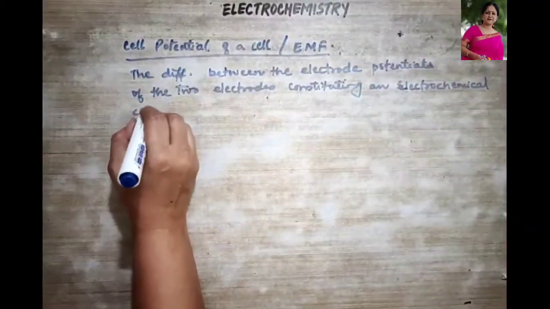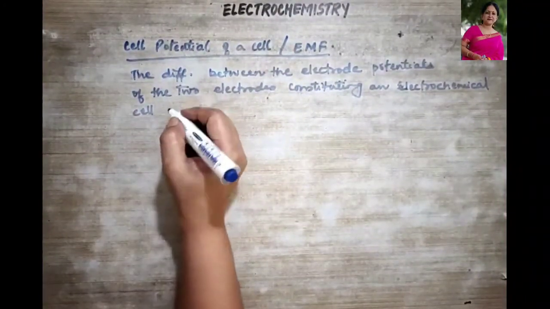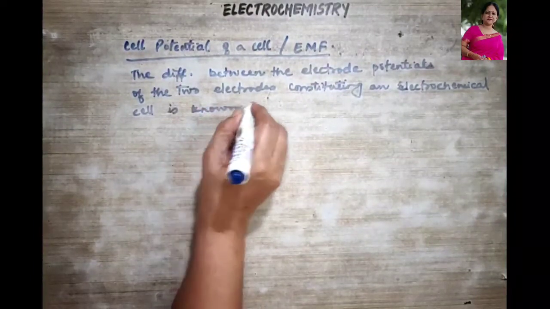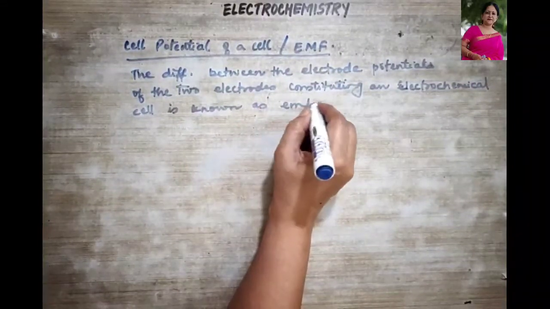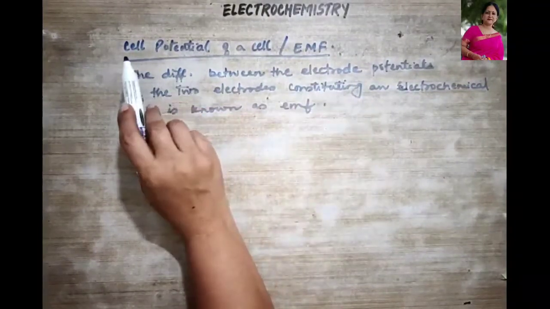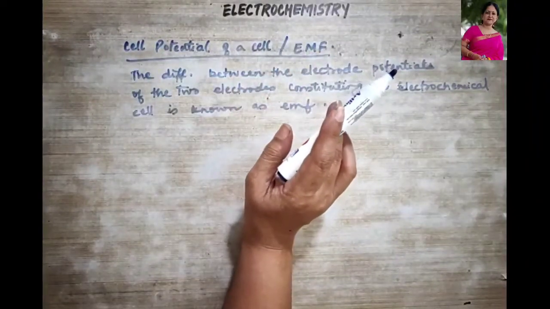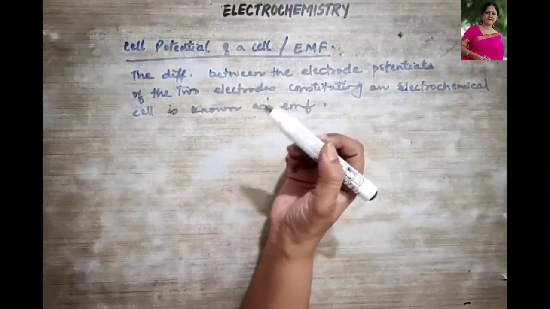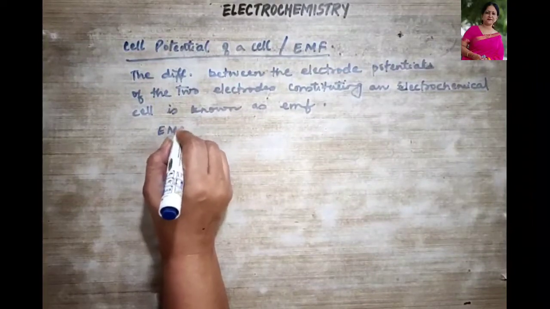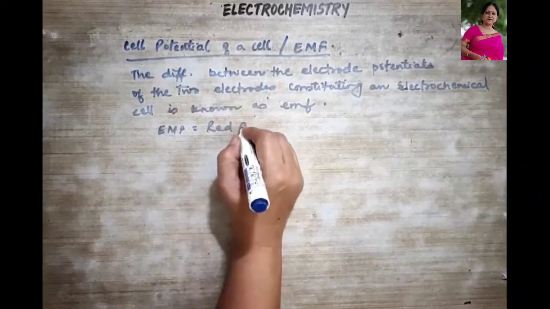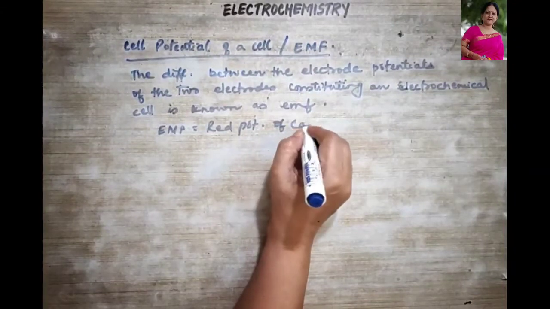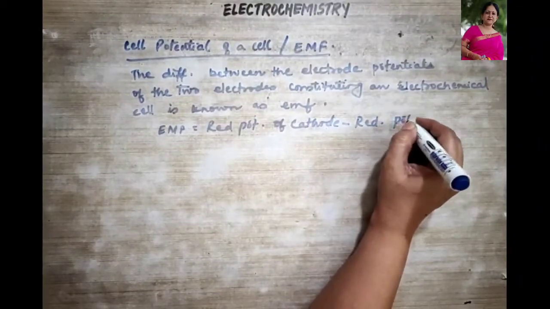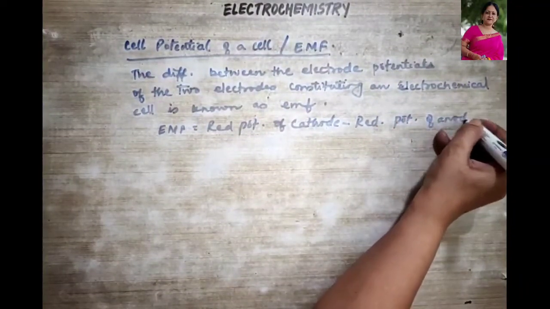You can see my pen ink has finished, so I'll quickly wind up. It is known as EMF, or we can say it is called the cell potential of a cell, right? This acts as a driving force for the cell equation. And how can we write it down? In short, EMF is written as reduction potential of cathode minus reduction potential of anode, right?